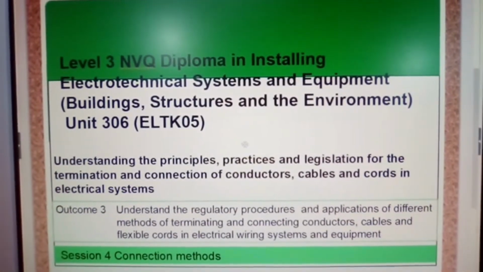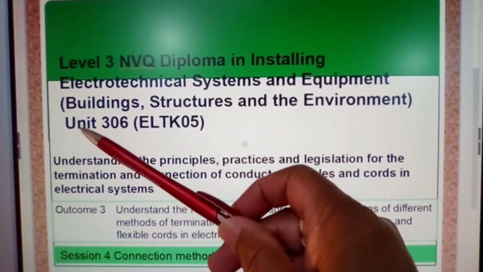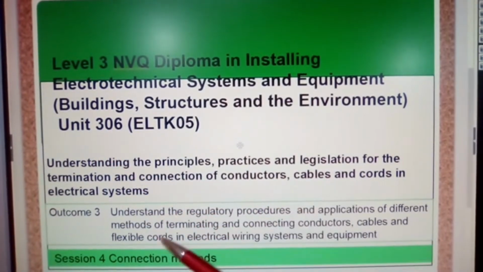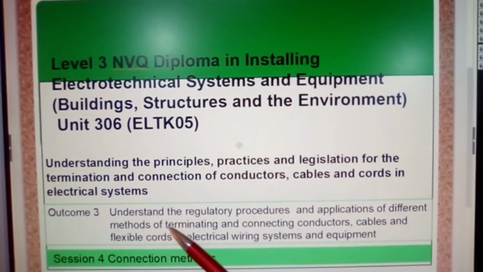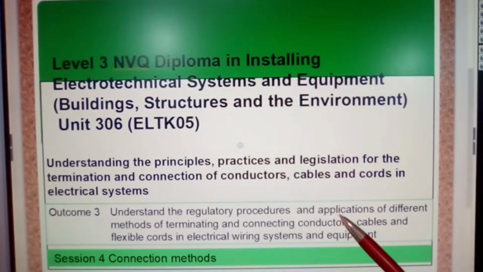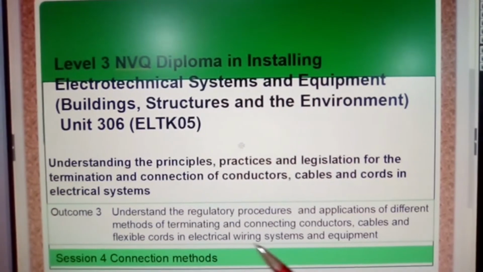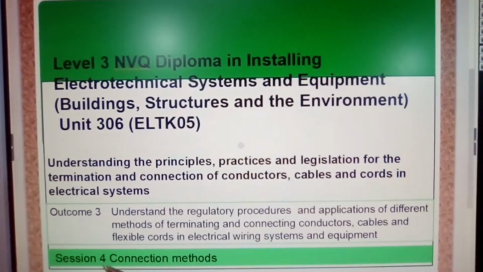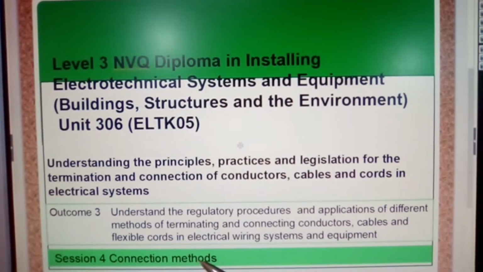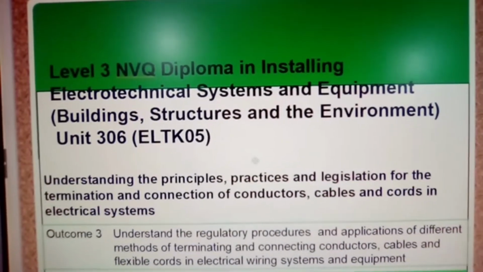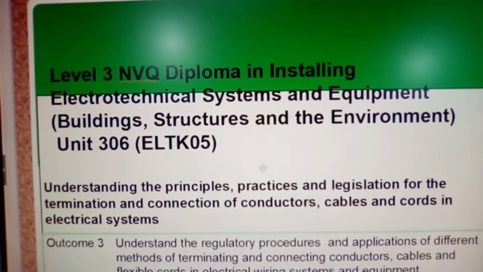What I want to do is to continue with Unit 306, okay? And again, we're looking at understanding the regulatory procedures and applications, and you would have seen this already previously. But Session 4 is going to deal with connection methods, okay? And that's the main element of this session.